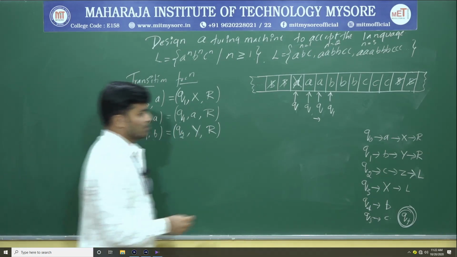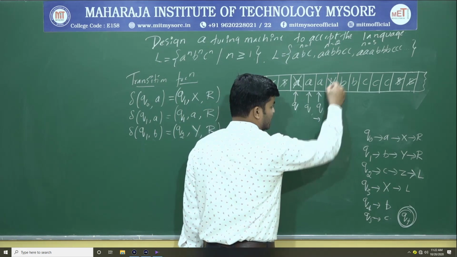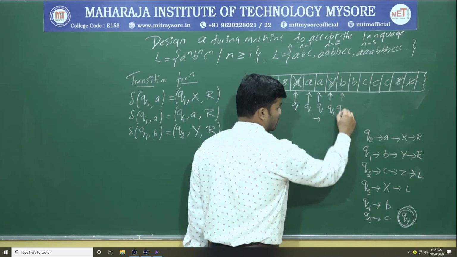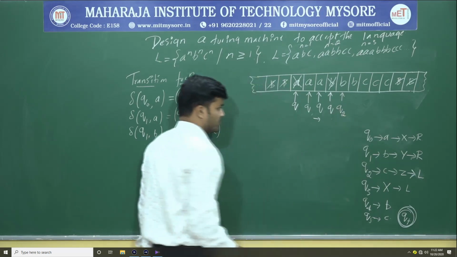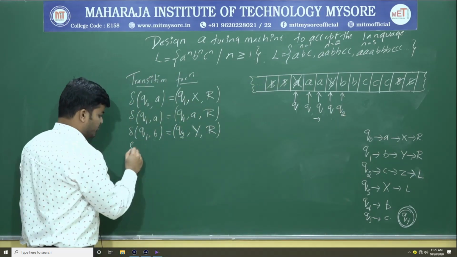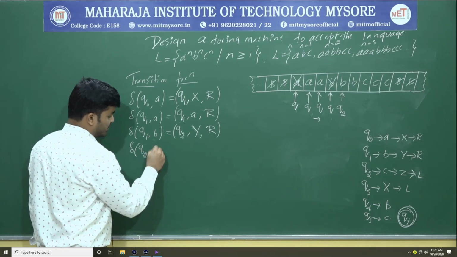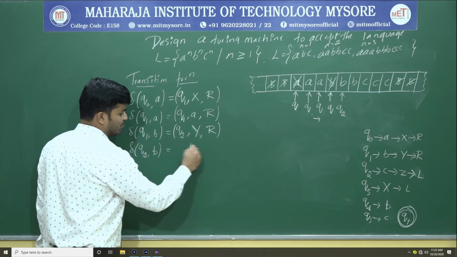Okay, yeah. So again it will move what? Right hand side. First it will replace B with what? Y and it will move what? Right hand side by changing state from Q1 to Q2. Okay, so now delta of Q2 comma B. So Q2 comma B, maintain that B as it is.